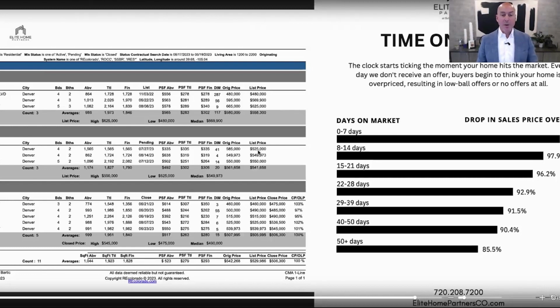But you would agree, right, Katie, that if you saw this property on the market for 41 days and it went from $585 to $525, are you offering them $525? Heck no, you're not. Of course you're not, okay? And then, of course, we've got the closed. $517 on the above ground, $280 on the finished square footage, days on market averaged 15 days, original list price versus their final close price, and the percentage that each one of these properties received, okay?